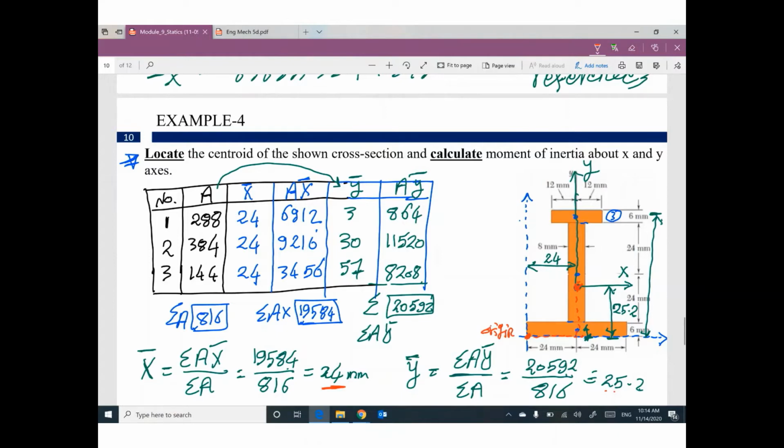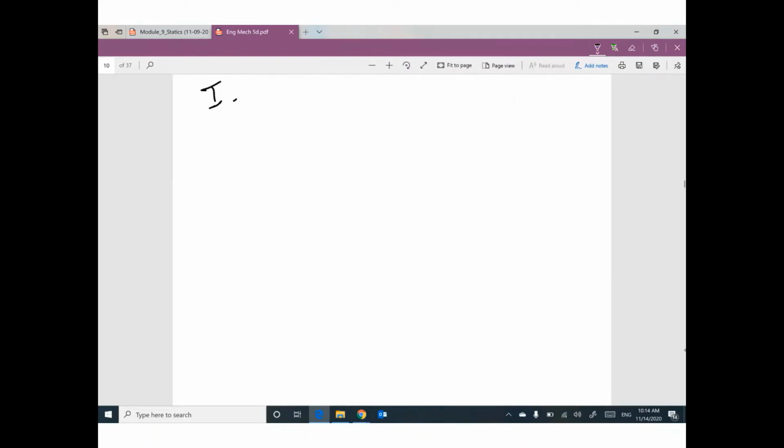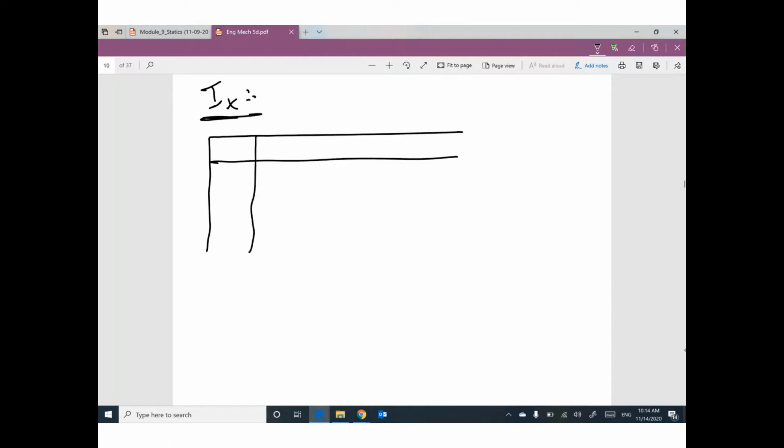Second part of this problem, we need to calculate the moment of inertia about X axis and Y axis. So I will start with moment of inertia about X axis, Ix. I need to set up a new table. First column, number of parts. Part number 1, part number 2, part number 3. Can you remind me what was the area of each part? 288, I think.